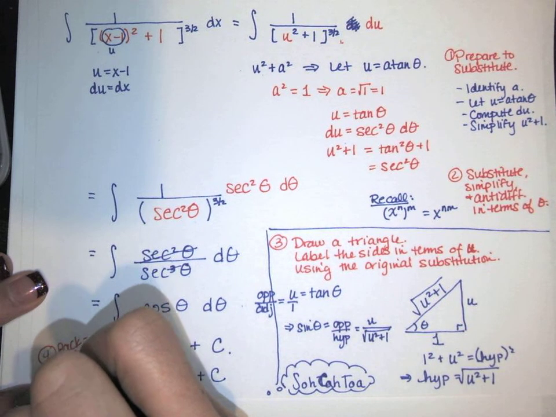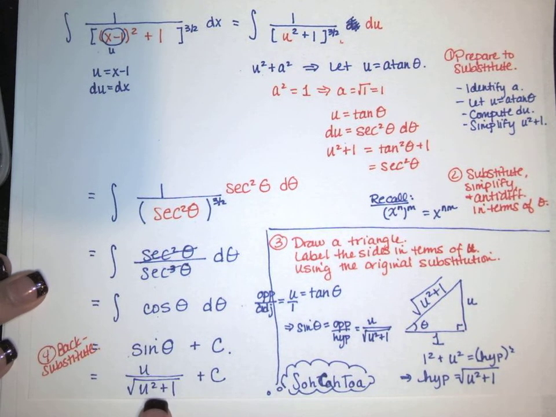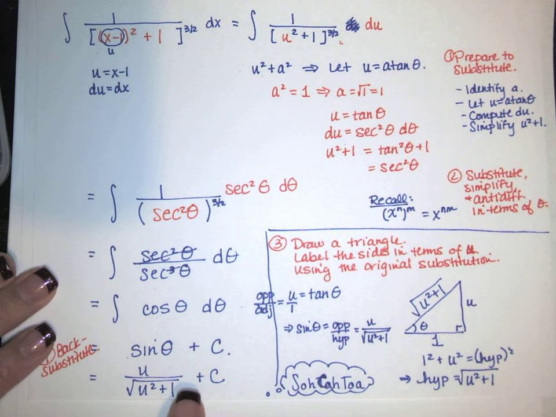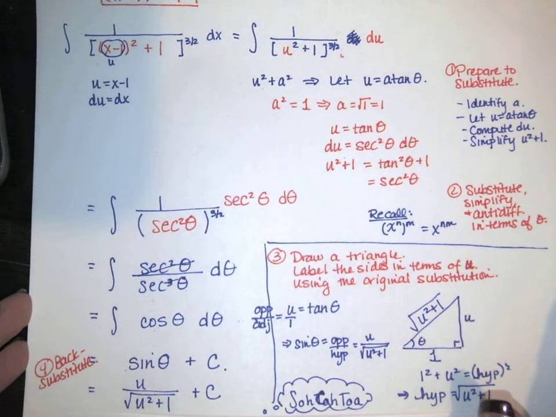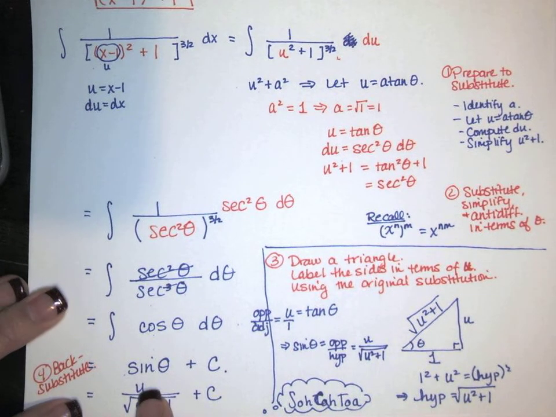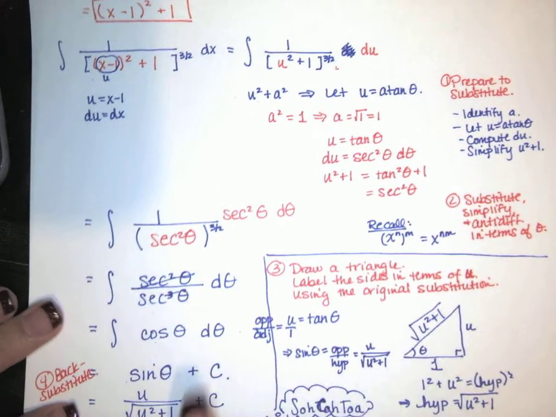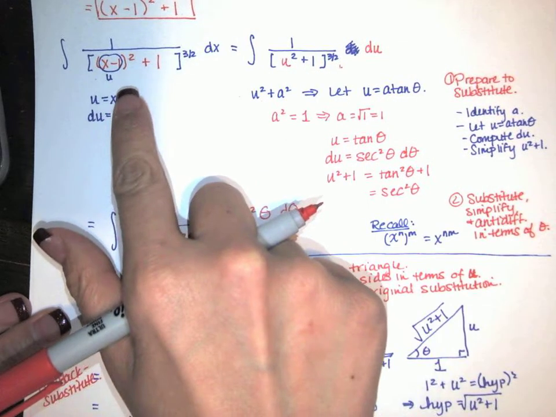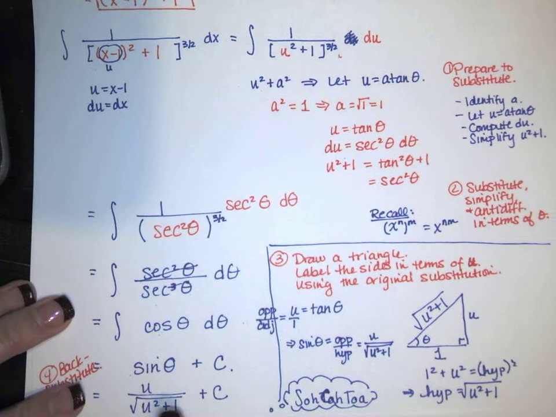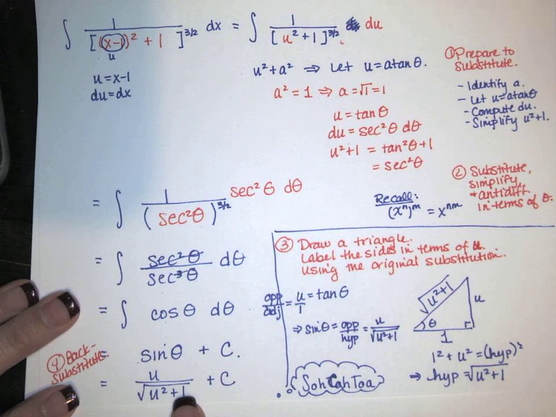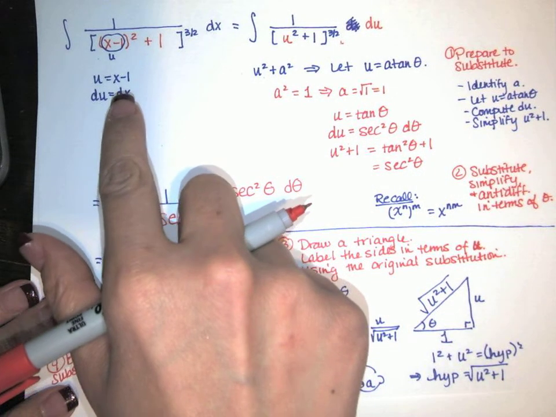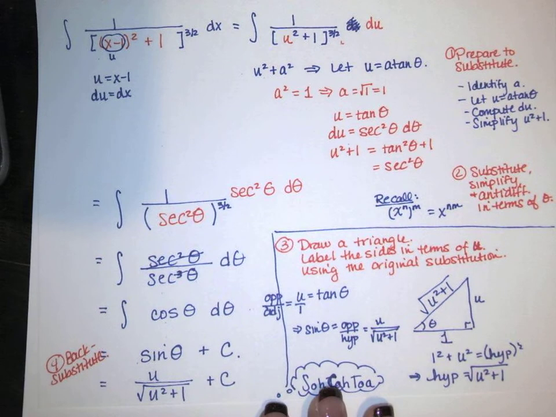Are we finished yet? Most of the time we would be, but remember, our original problem wasn't about u. Sounds like I'm telling you think too much of yourself. No, it's not about you. It's about me. No, just kidding. It's not about you. It's about x, okay? So we need to get back to x. So we back substitute once to get to u, and then we're going to have to back substitute one more time to get back to x. And remember, u is x minus 1, so we're just going to substitute that in.